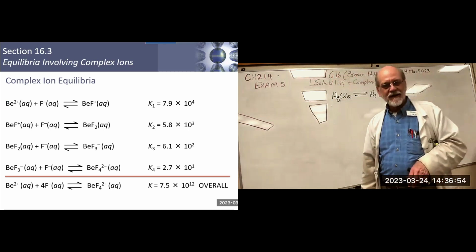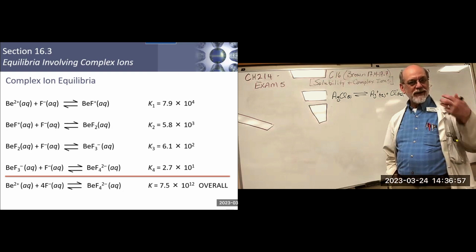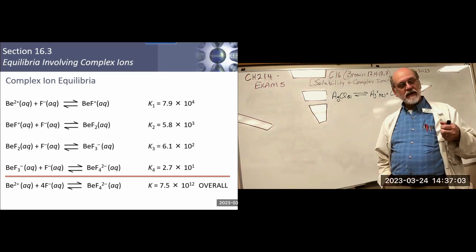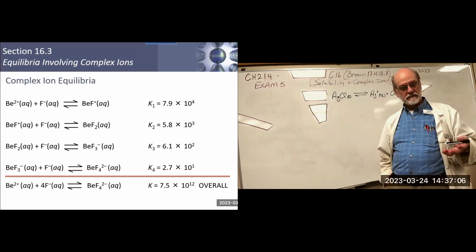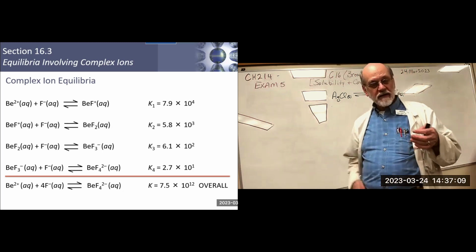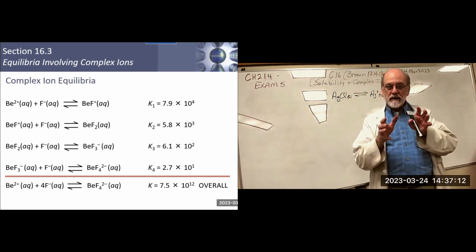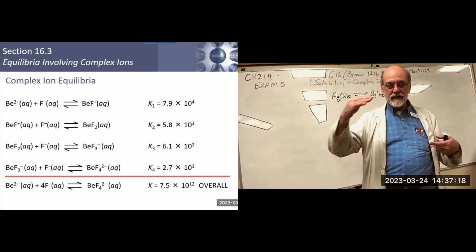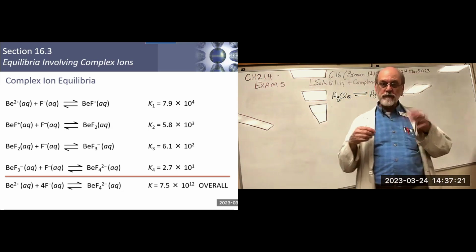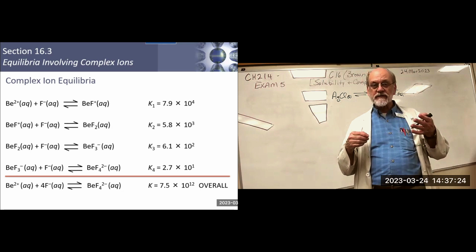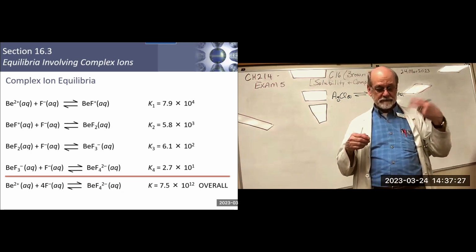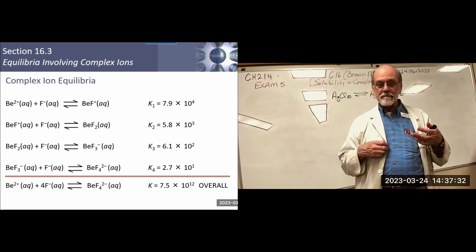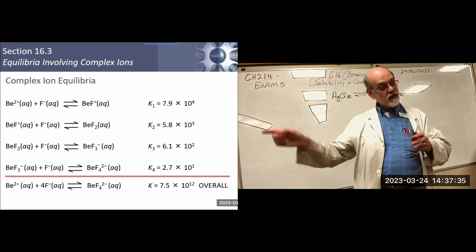Here's an example. If we want to put some form of beryllium in solution, then we can form a complex ion with fluoride. Notice, though, that these equilibria are like acid dissociations. They occur one at a time. So beryllium 2+ with one fluoride forms the beryllium fluoride plus ion, the complex ion. And it has a stability constant, or K, of 10 to the 4th. So it goes way to the right.